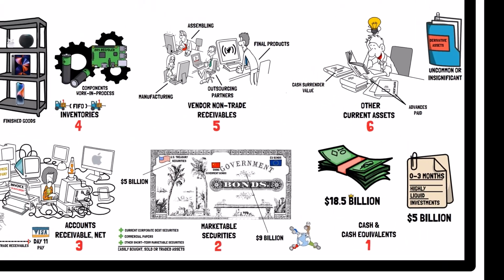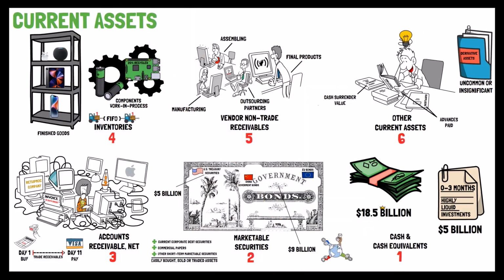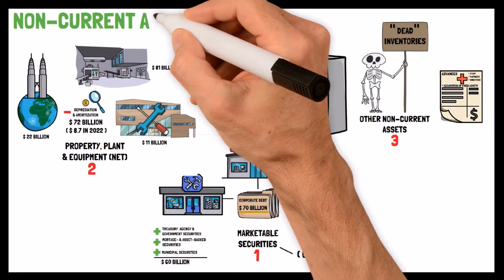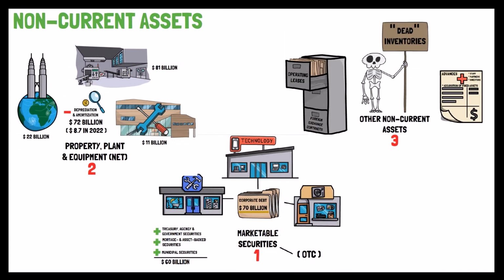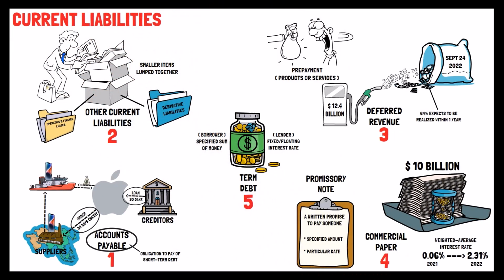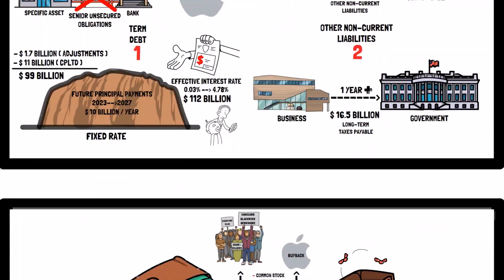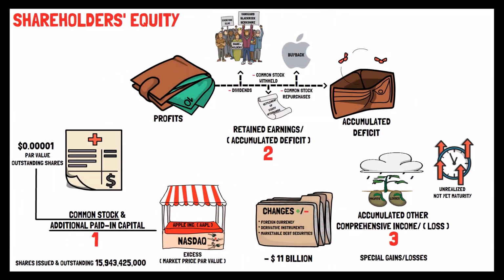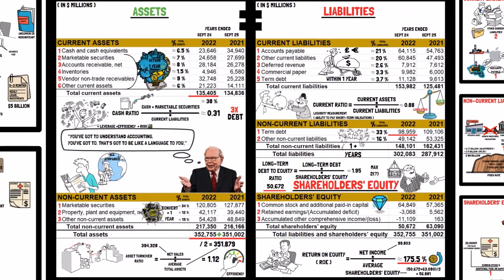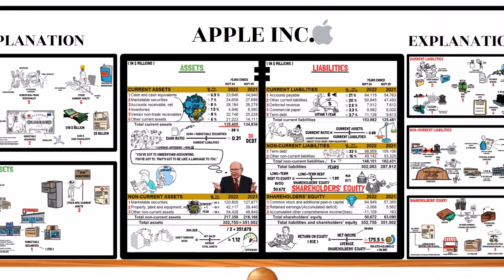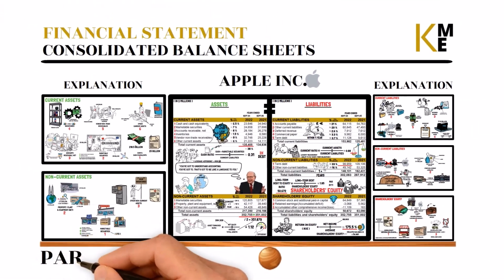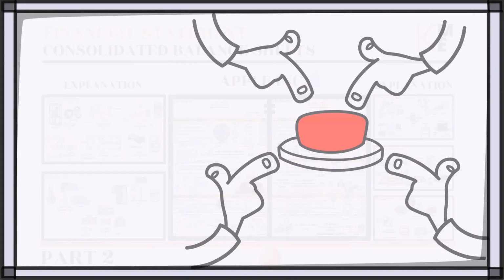To conclude, the current assets, together with the non-current assets on the left side column, need to be equal to the current liabilities plus non-current liabilities, and finally the shareholders' equity on the right side column in the balance sheet. This was the second part of a series examining and explaining the financial statement with Apple as a leading example.